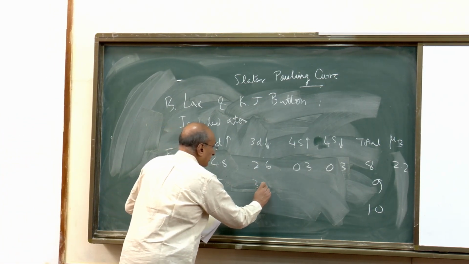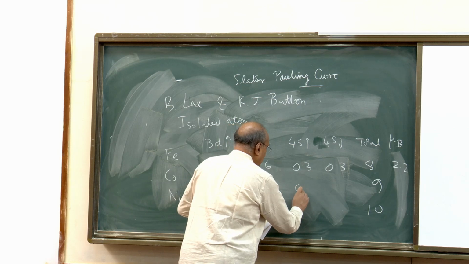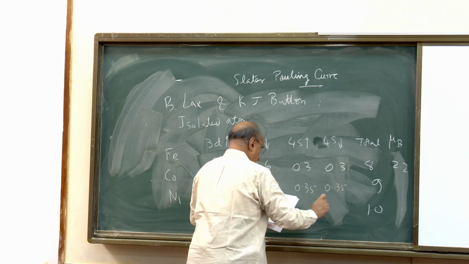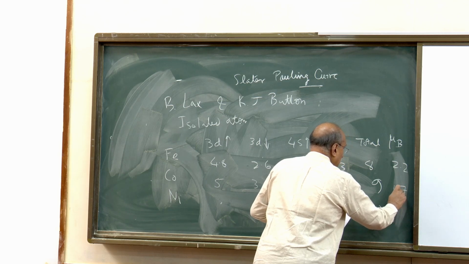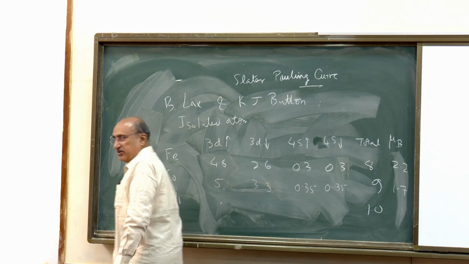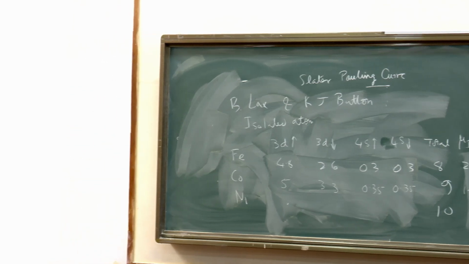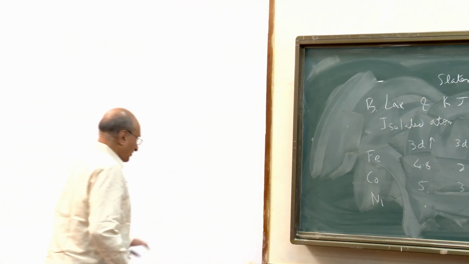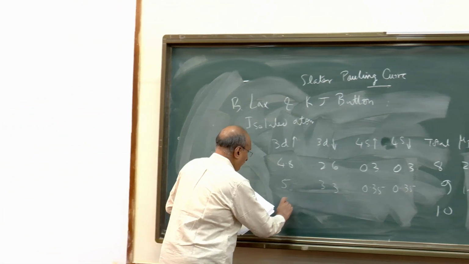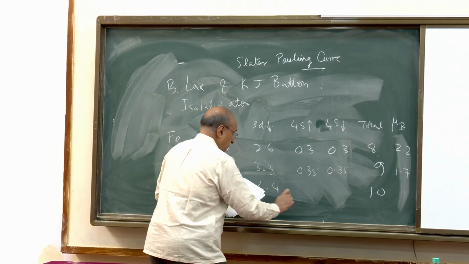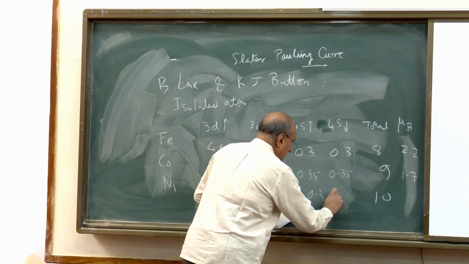This becomes 3.3, 0.35. I'm not sure how they have obtained these numbers, whether there are some band structure calculations or how they have done, I'm not very sure. Nickel, again 5, 4.4, 0.3, 0.3.